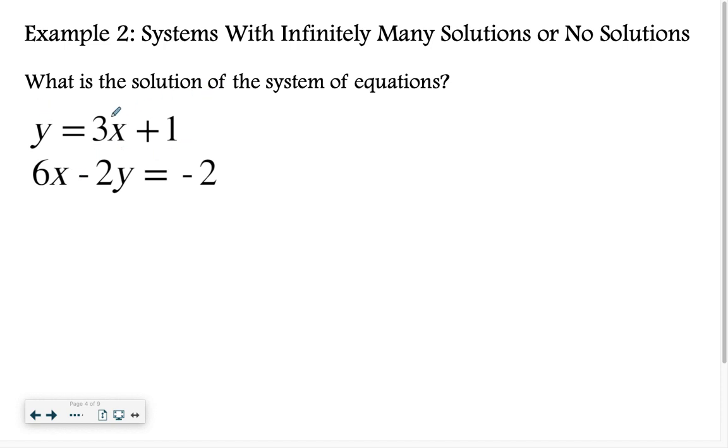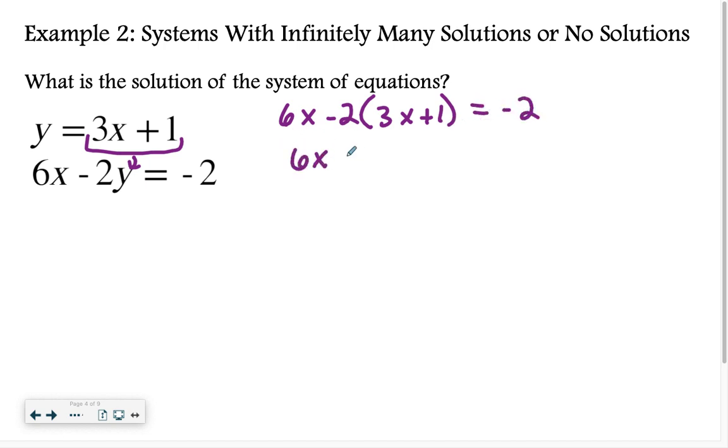All right, so anyways, back to the start here. y equals 3x plus 1. I'm going to plug that in for y. So I have 6x minus 2, and then instead of y, I'm going to do parentheses 3x plus 1, parentheses, equals negative 2. I'm going to distribute: negative 6x minus 2 equals negative 2. 6x minus 6x, those cancel. So I have negative 2 equals negative 2.